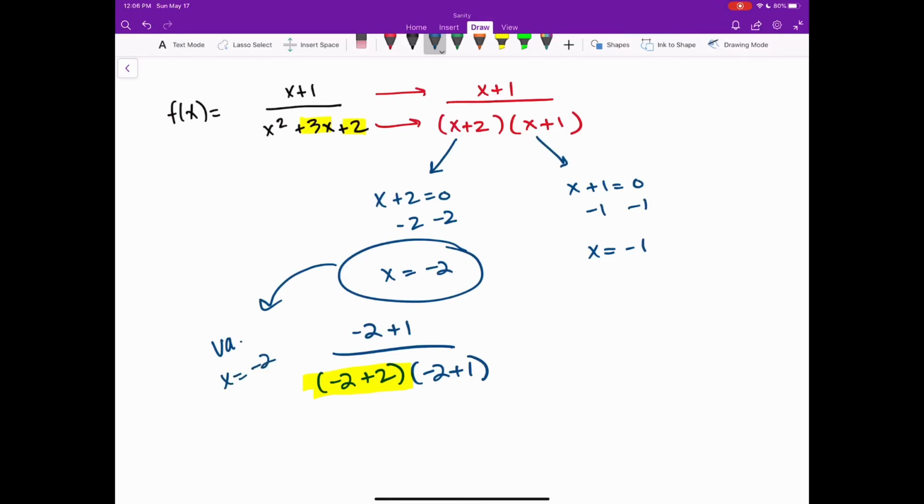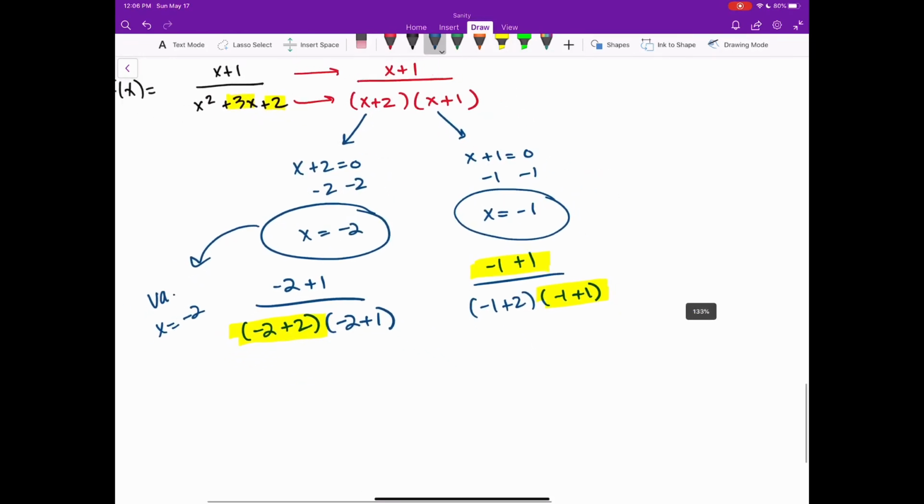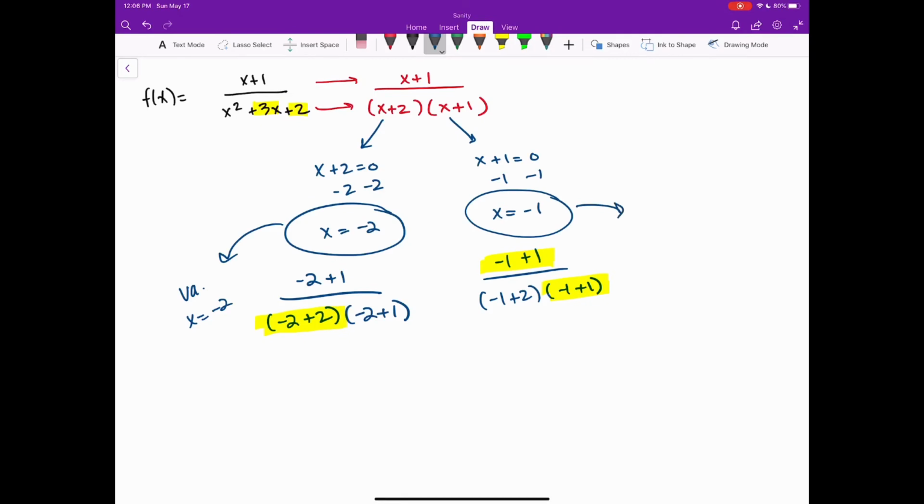On this side, however, if I plug x equals negative 1 into this, I'm going to get negative 1 plus 1 divided by negative 1 plus 2 times negative 1 plus 1. That gives me two pieces that are equal to 0, and both are on the top and the bottom. Therefore, x equals negative 1 would have to be a hole in my function, a hole in my graph at x equals negative 1.